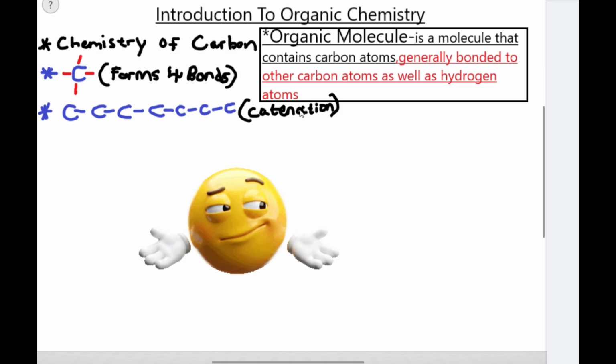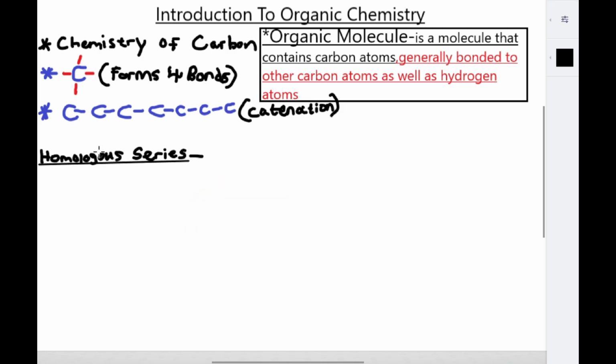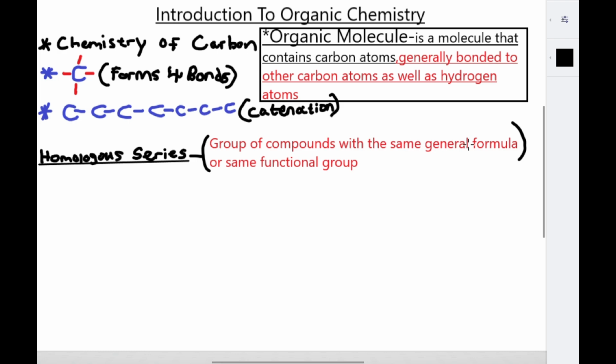Now, what is the homologous series? I'm going to define it here. A homologous series is a group of organic compounds with the same general formula or the same functional group. That there is the homologous series, okay?